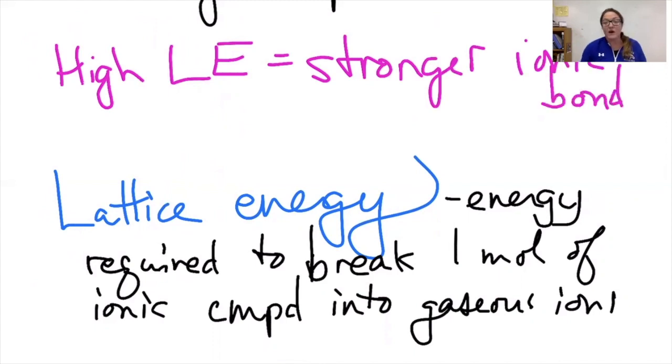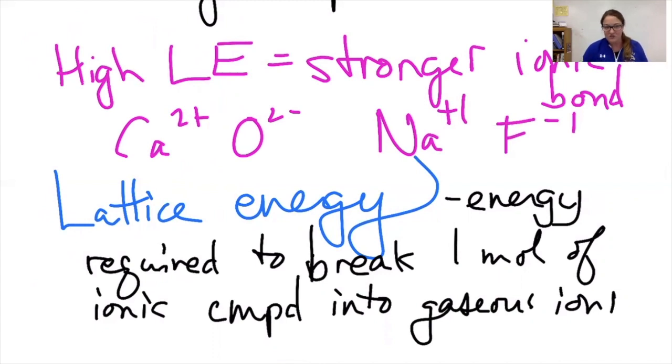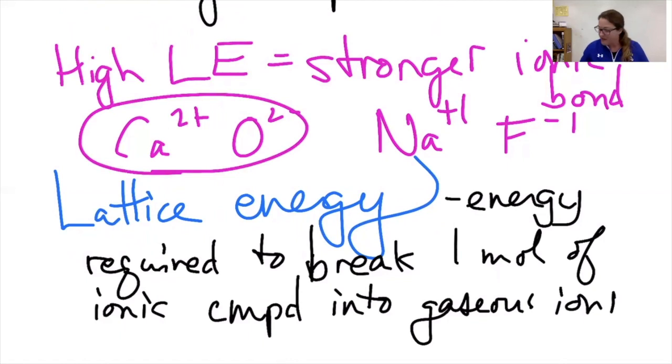And there's cases where ionic bonds would be stronger than others. For example, if I have calcium with a +2 charge sticking to oxygen with a -2 charge, that's going to be a stronger sticking than sodium with a +1 charge sticking to fluorine with a -1 charge. I would expect a higher lattice energy for calcium oxide than I would for sodium fluoride.